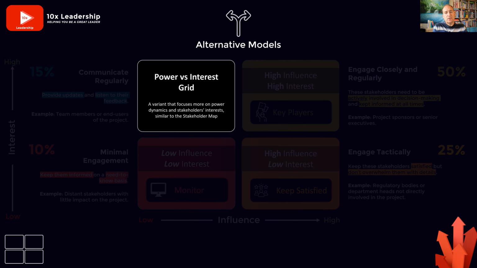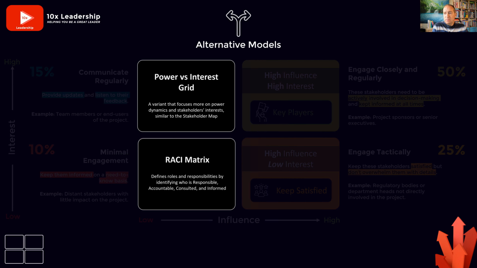There's the RACI matrix as well. And again, I use the RACI matrix, and I will do a video about this at some point. It's a slightly different purpose in my head, a RACI matrix. It's about understanding who's got authority, who is responsible for activities, etc. So there is a bit of stakeholder mapping involved in that, and that would help you understand who you need to communicate and consult with, etc.